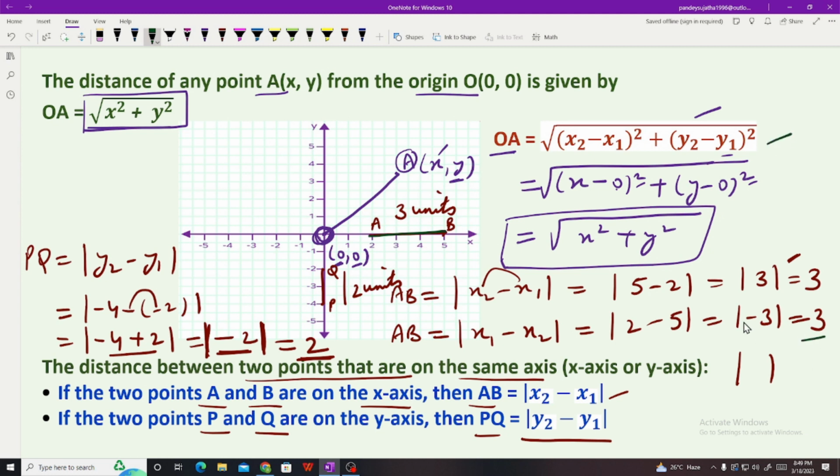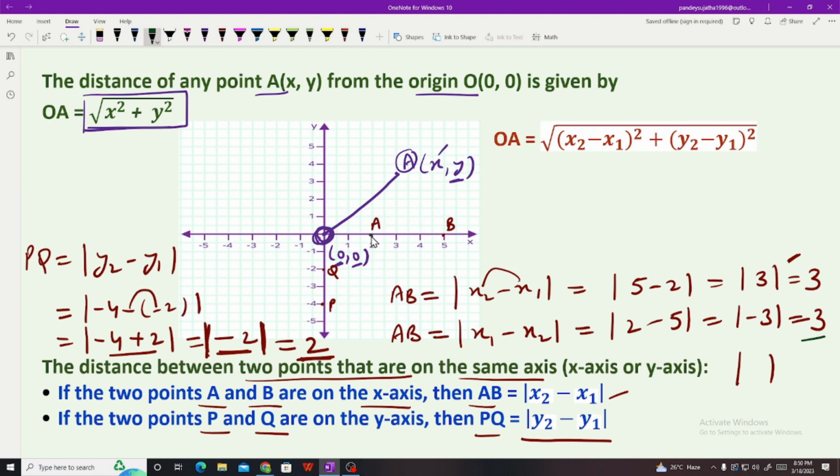To find the distance between the 2 points on the same axis, you can use this formula also. Still you get the same answer. So just see how. The coordinates of this point A will be (2, 0), and the coordinates of this point which is on the x-axis will be (5, 0). If I use the coordinates of these 2 points in this formula, we get root of (x2 minus x1), that is (5 minus 2) whole square, plus (y2 minus y1), that is (0 minus 0) whole square.